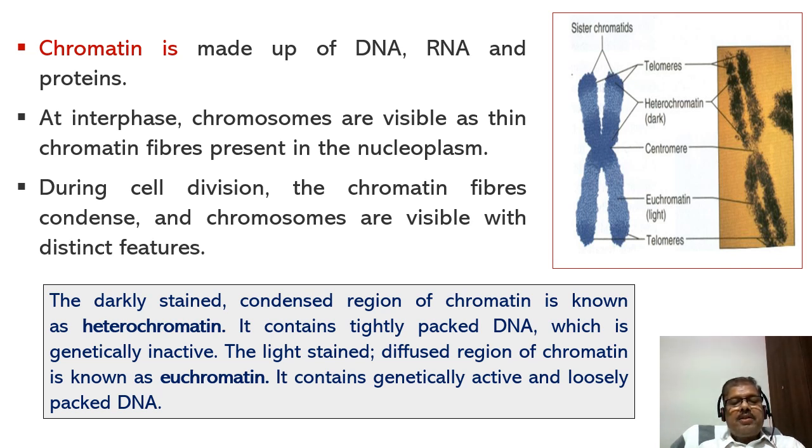It contains tightly packed DNA, which is genetically inactive, whereas the lightly stained part, that is the diffused region of chromatin, is known as euchromatin. It contains genetically active and loosely packed DNA.